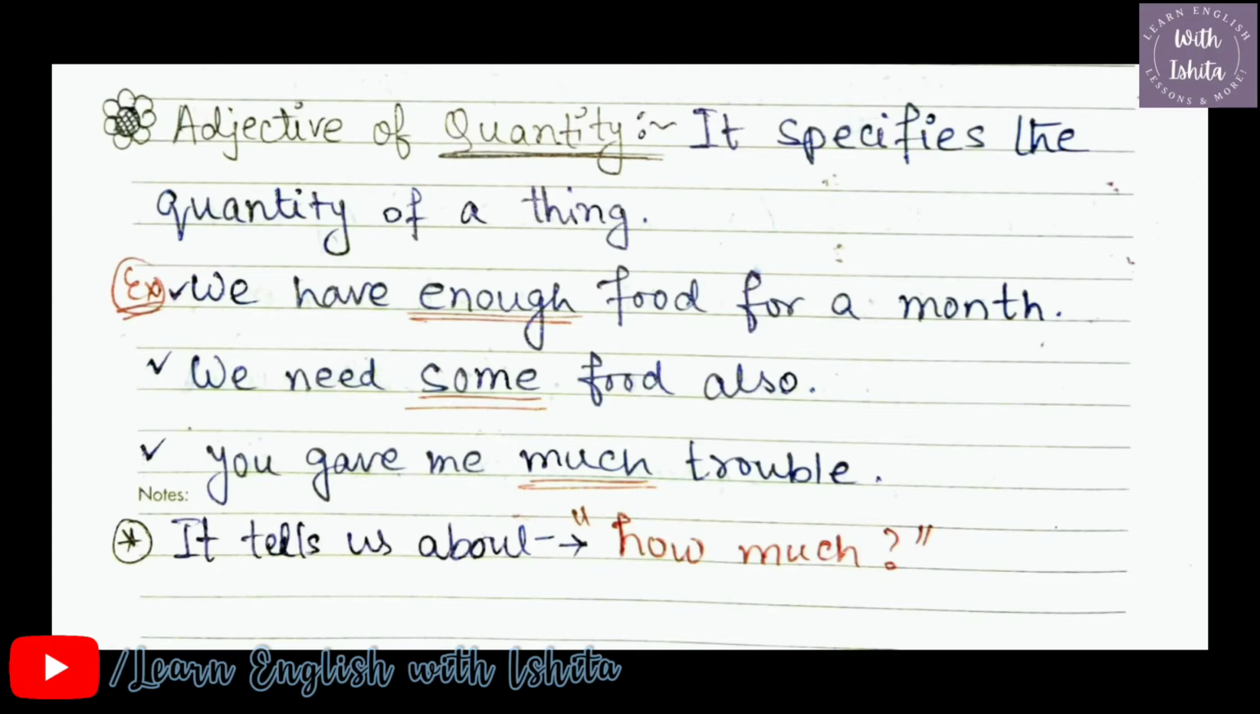Now going to the next topic, adjective of quantity. Adjective of quantity specifies the quantity of a thing. Okay? For example, we have enough food for a month. Next, we need some food also. Next, you gave me much trouble. Adjective of quantity tells us about how much.